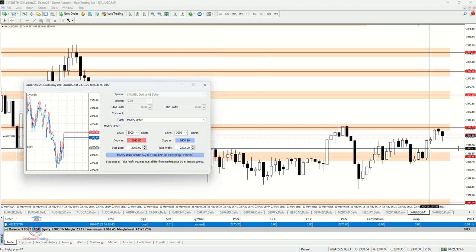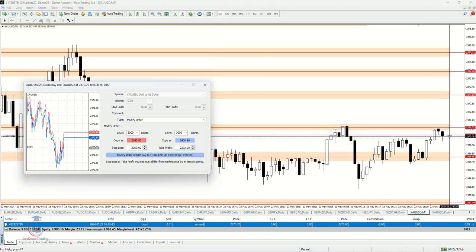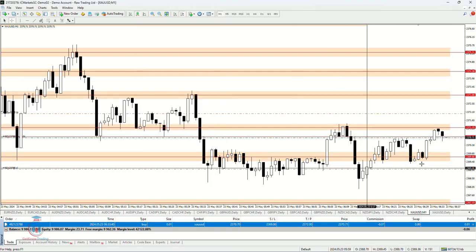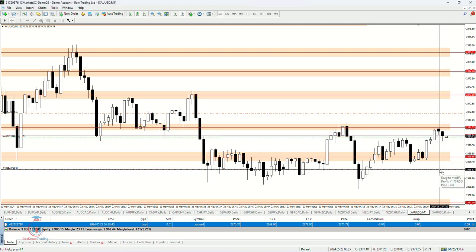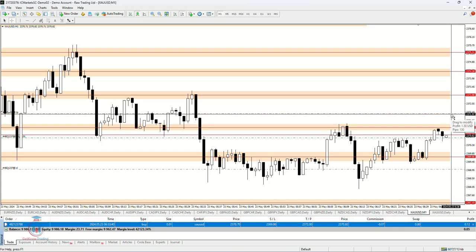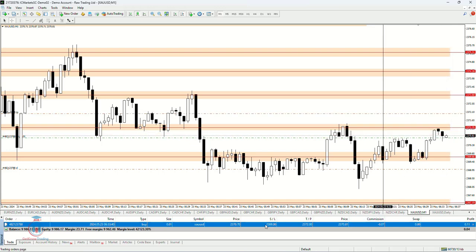2372. We'll put that because the take profit should be above the current market price. Click modify, click OK. Now you can see this is the stop loss. We can see it here. It is a loss that you have set and also a profit that I have set. Inside this row you can see the stop loss and the take profit.